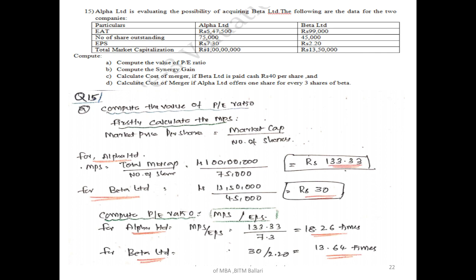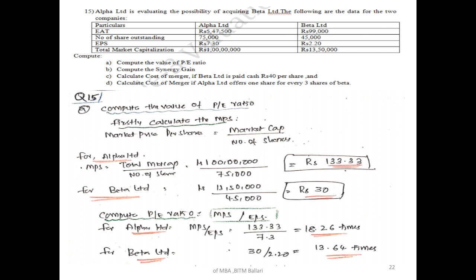First I will go ahead and identify what we need to compute. First, compute the P/E ratio of the individual companies, that is Alpha Limited and Beta Limited. The second is computation of synergy. First I will calculate the P/E ratio for each company. The formula I require is market price divided by EPS.